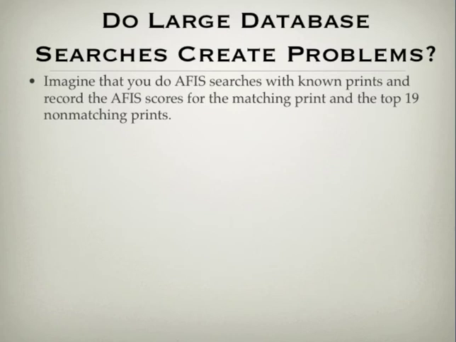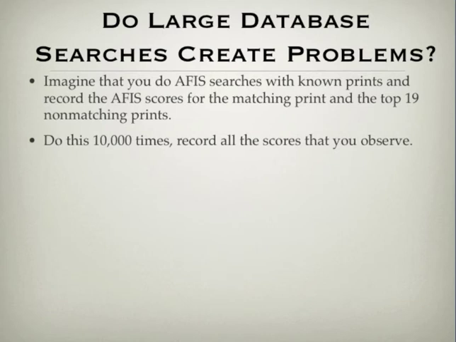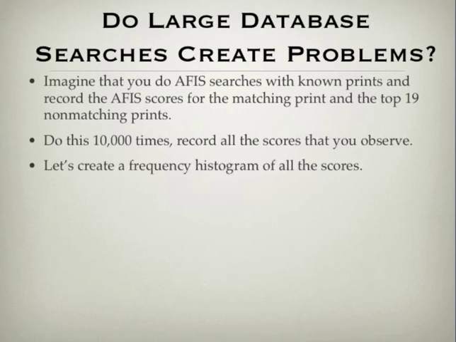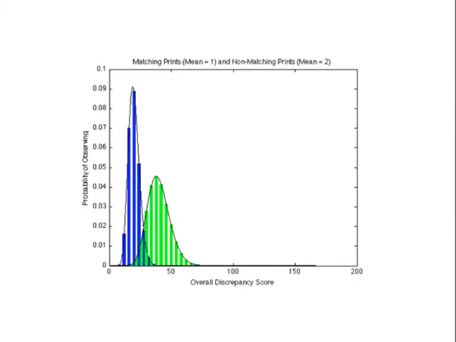So imagine that you do AFIS searches with known prints and you record the AFIS scores for the matching print and the top 19 non-matching prints. So basically you record the scores for the first 20 on the first page. And then we'll repeat this simulation 10,000 times, each time with a new print, and you know that the mated pair is in the database, and you record all the scores that you observe. So let's create a frequency histogram of all the scores that we observe here.